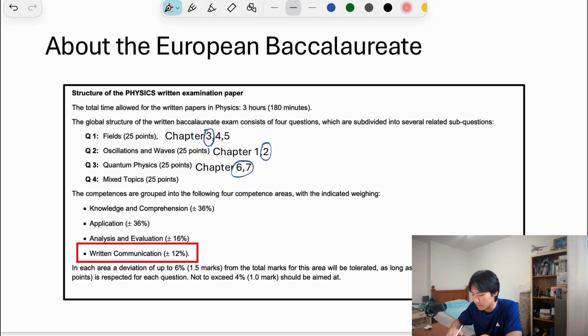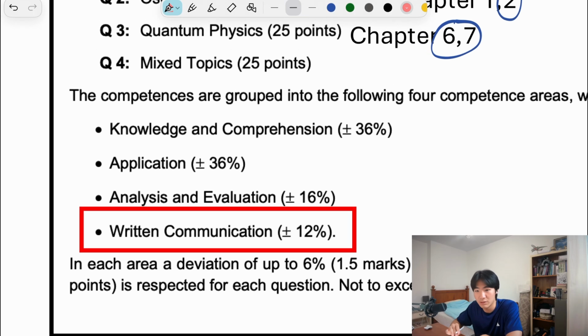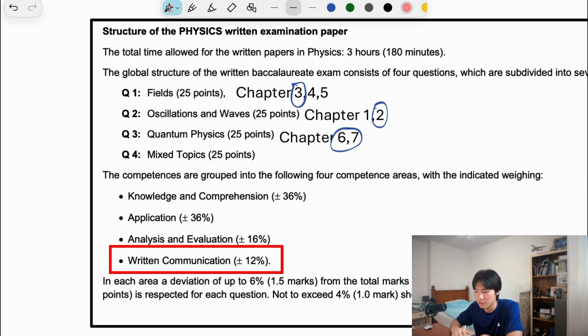And as I told you before, written communication is essential when it comes to the European Baccalaureate. From S6 to S7, my biggest transition was that I started writing everything very, very neatly. I fixed my handwriting, I fixed the way I presented my results, and I think that's one of the reasons that allowed me to get 100. What my teacher always used to say, well, he was very strict, but he was also a very good teacher, in my opinion.